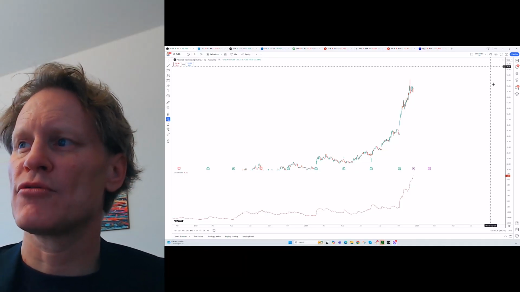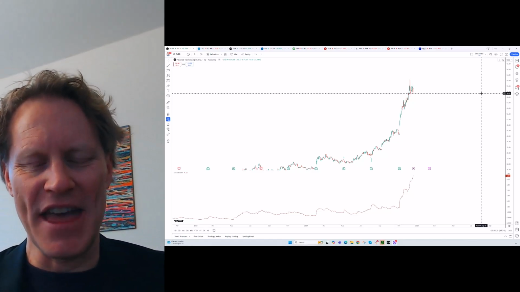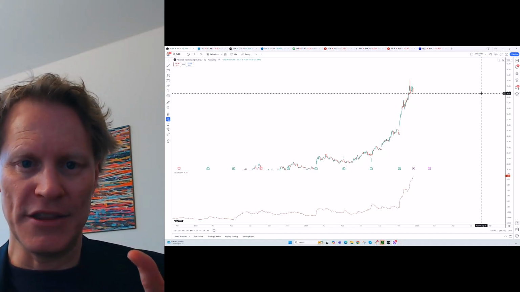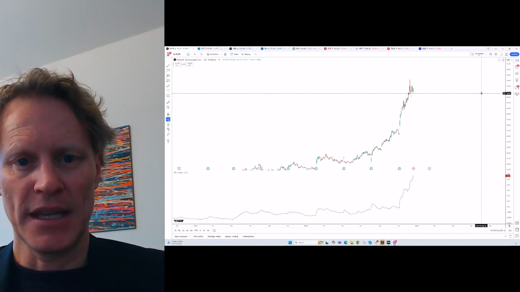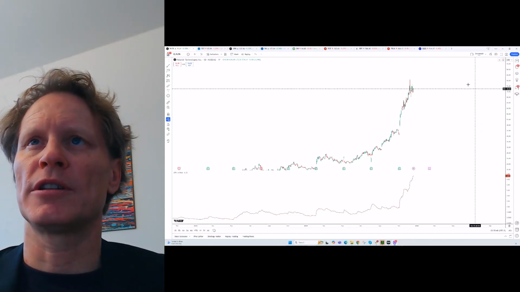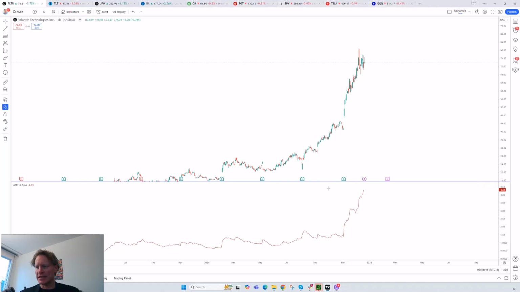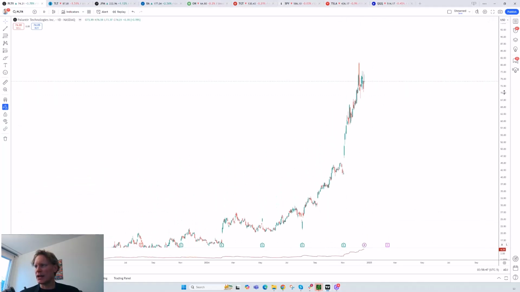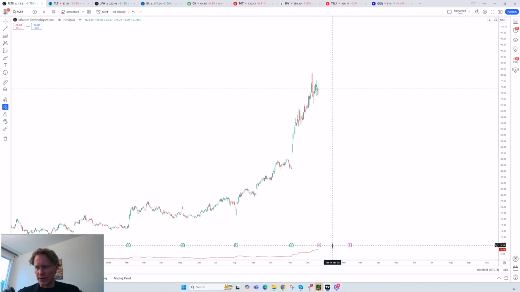So the average true range is essentially the average true move that any given stock or asset will have done over the time period that we are looking at. So in the case of a daily chart, I'll make this a bit larger for you. What we are looking at here is essentially how much the stock moves per day on average over the past, let's say, 14 days, which is typically the starting point.